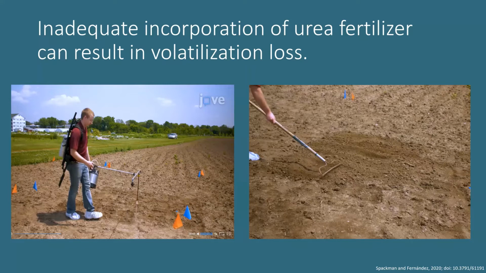Following fertilizer application, urea is rapidly converted to ammonium. And if that fertilizer is not adequately incorporated into the soil, so typically you want to get it down 2 to 5 inches, then ammonia volatilization may occur, especially if the soils are warm, moist, and then they're drying. Those seem to be the conditions that really favor ammonia volatilization.